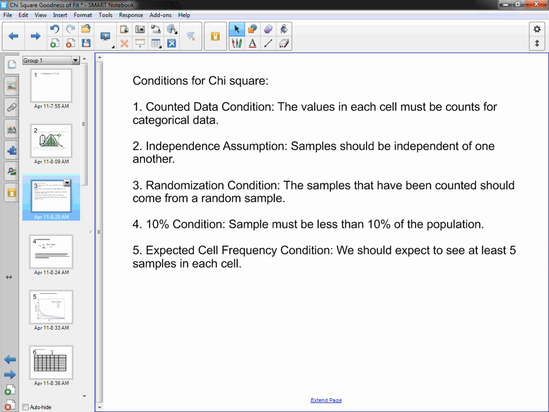The only thing that's a little bit different is the expected frequency. Remember, whenever we're doing a population proportion, we have to expect 10 successes and 10 failures. But in this case, whenever we're doing a chi-squared goodness of fit, we have to expect at least 5 samples in each cell. So we'd be looking for 5 samples in each one of our cells to say that we should move forward with a chi-squared test.